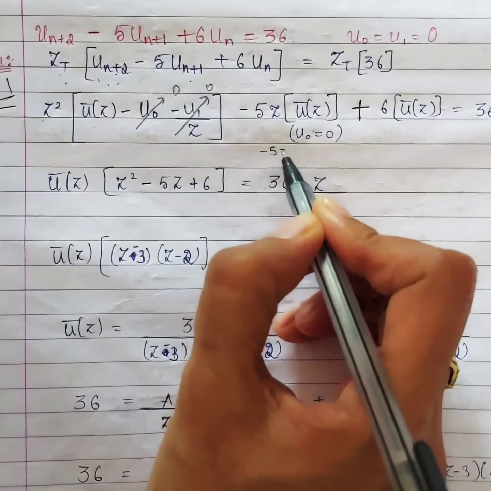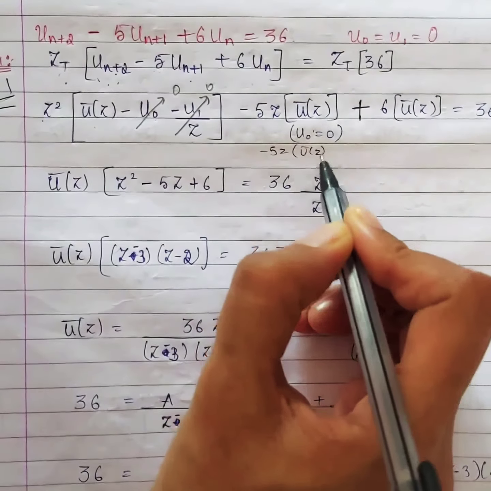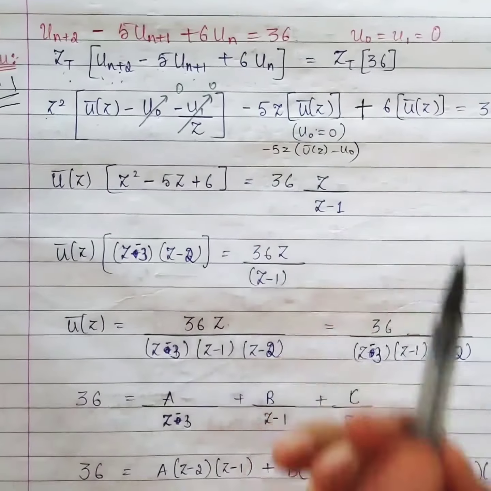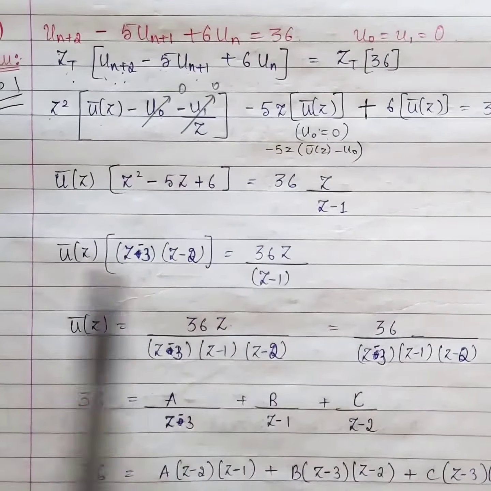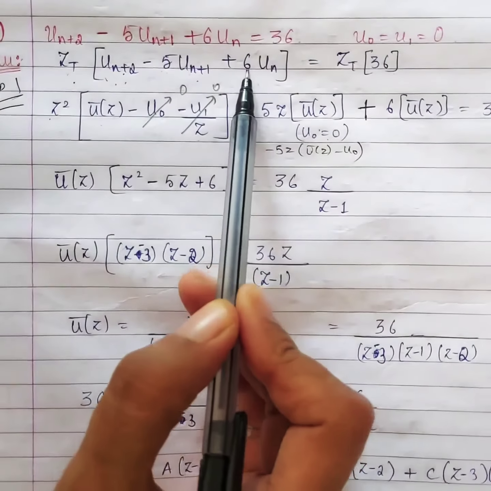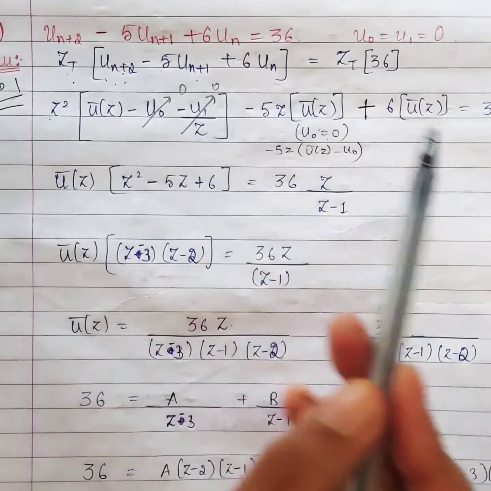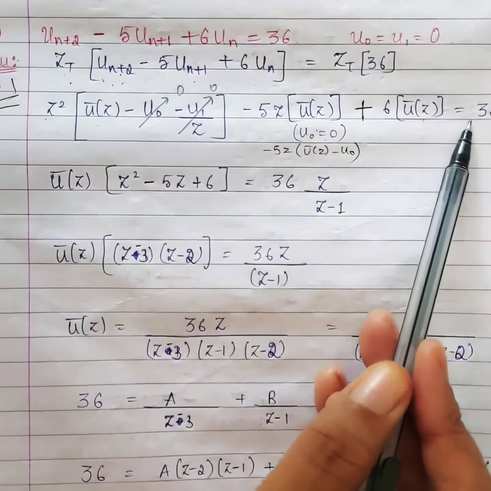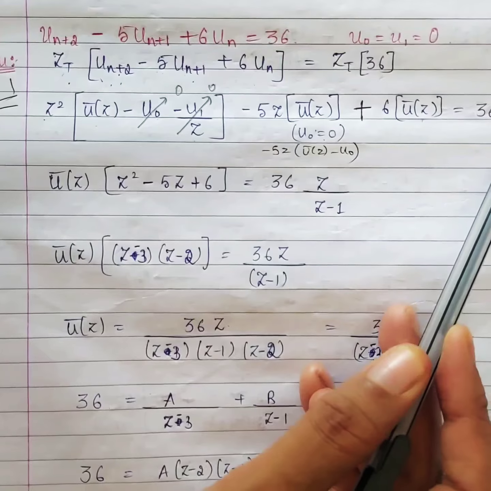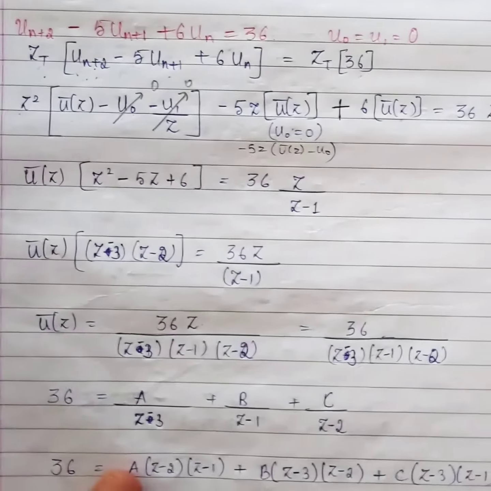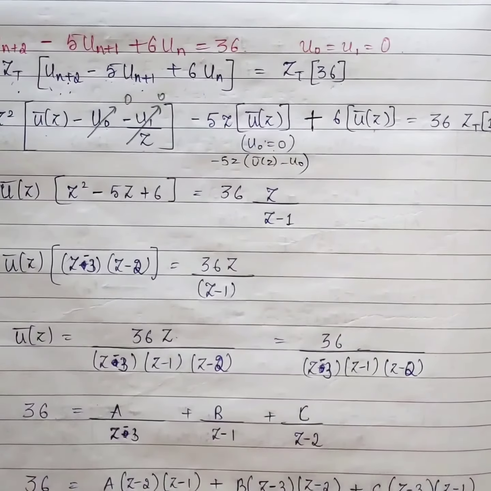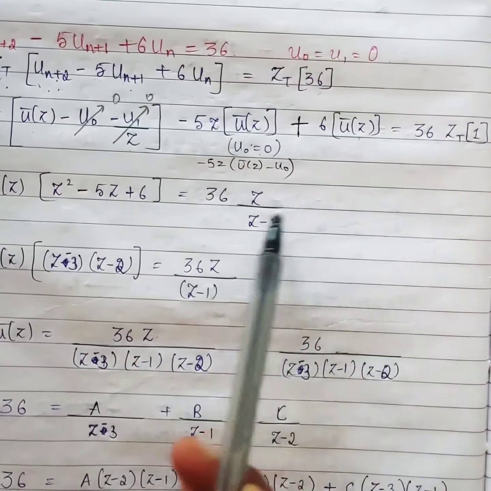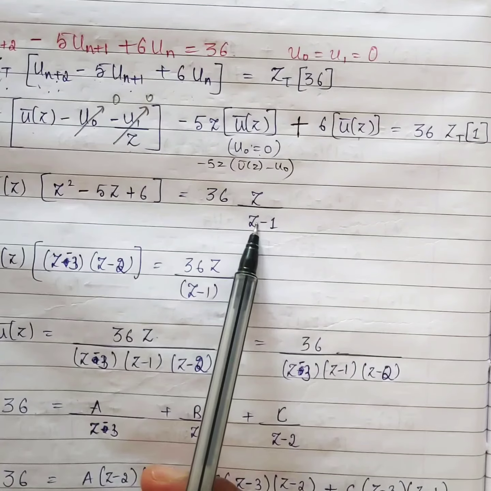Here it will be like this: −5z(ū(z) − u0). Since here the u0 value is 0, they have written it directly. They have substituted u0 as 0. And the last one is plus 6 times the Z transform of un. What is the notation? ū(z). And on the right hand side, 36 is just a constant. Take it outside: Z transform of 1. What is the Z transform of 1? Yeah, 36 times Z transform of 1. Z transform of 1 is nothing but z/(z−1).